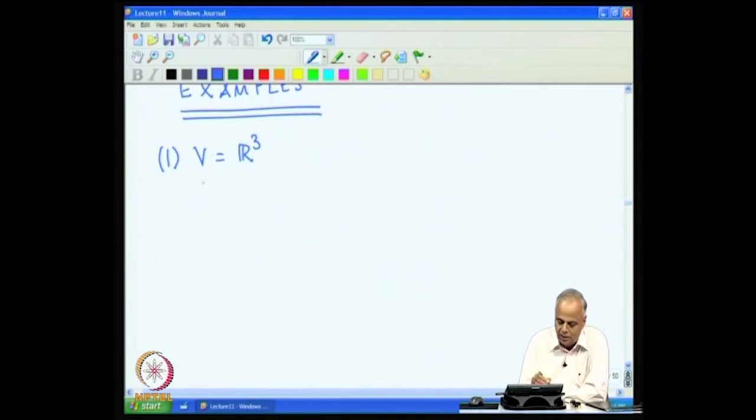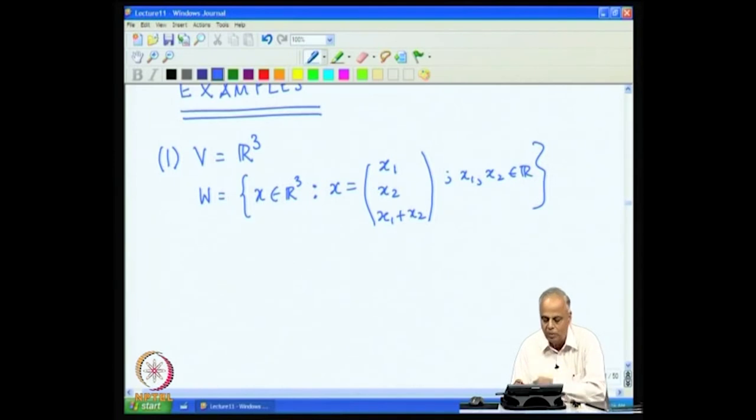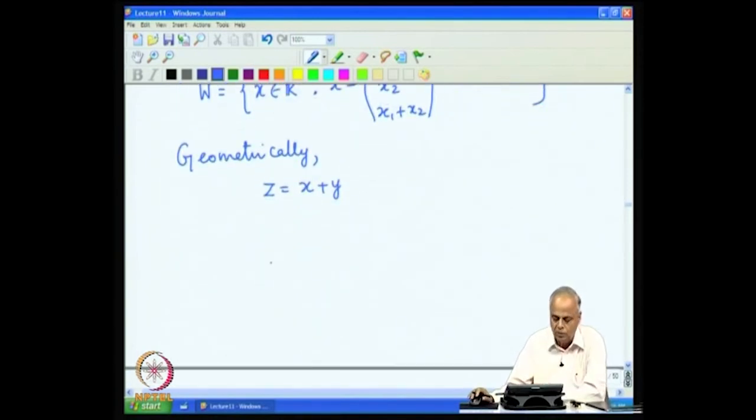We take V equal to R3 and let us take W to be the set of all vectors in R3 which are of the form: the first component can be anything, the second component can be anything, but the third component must be the sum of the first and second components. Of course, all components must be real. So, we have the set of all vectors for which the third entry is the sum of the first two entries. Geometrically speaking, we can think of the xy coordinate system, then it is just z equal to x plus y, a plane passing through the origin. So, what we are looking at is the plane passing through the origin, but let us do things algebraically first.